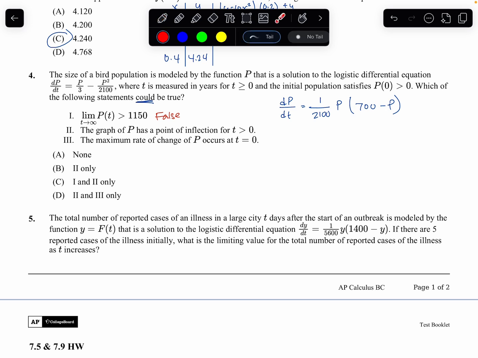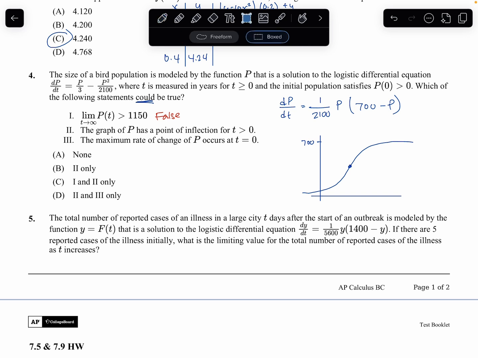Let's check 2. The graph of P has a point of inflection such that t is greater than 0. So basically what it's saying is, let's say that you have the graph of P, and we know that the logistic model looks like this right here. And we know that it's 700 as the population cap. We know that it's always greater than 0. So we have these asymptotes right here, so it's going to stay between them. And so the point of inflection's right here.